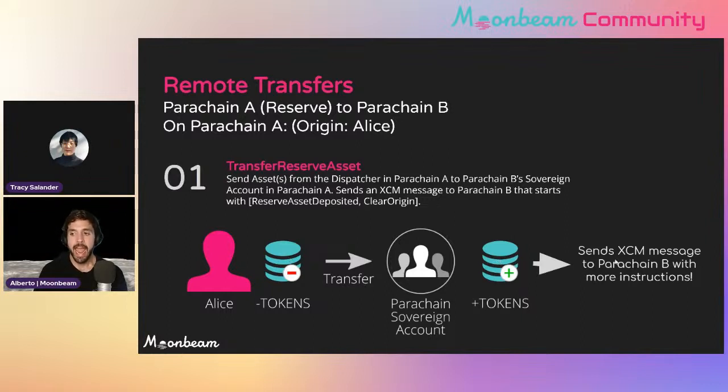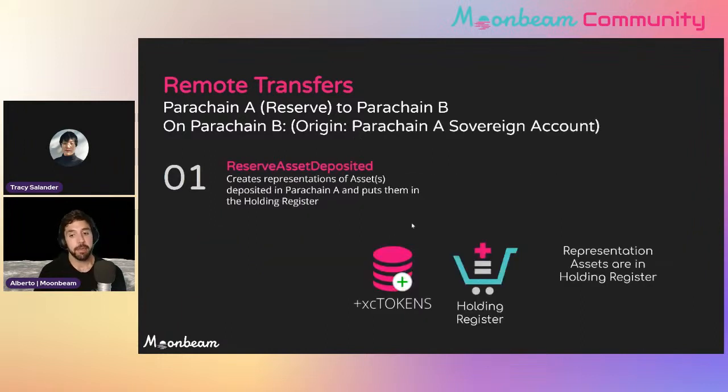And then an XCM message with the instructions is going to be sent to parachain B, okay? So when parachain B executes these instructions, the first one is going to be reserve asset deposited. And this is going to create a representation of Glimmer in this parachain, right? So it's going to be called XC Glimmer or however Astar denominates these cross-chain tokens. And it's going to put it in a state that is called holding register.